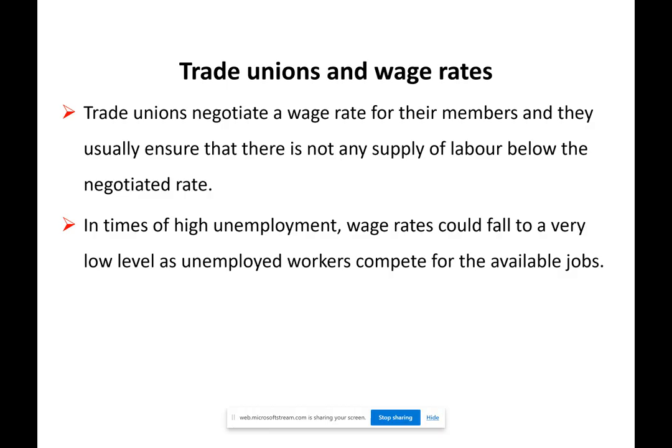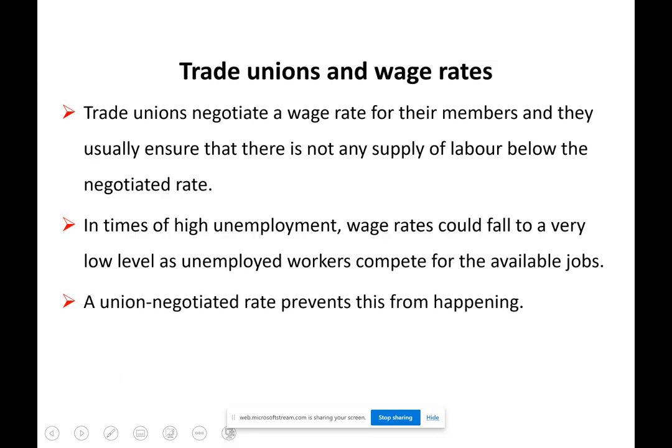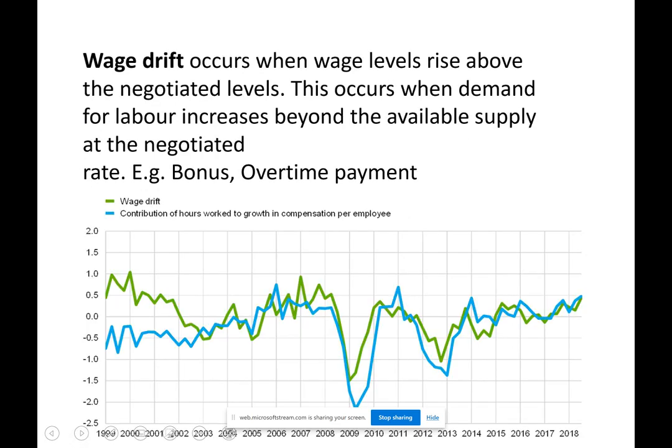So while there's a minimum wage rate, if you're on income in excess of the minimum wage rate, your income might fall as well, because there's too many people. There's an increase in supply. This is a thing called wage drift.